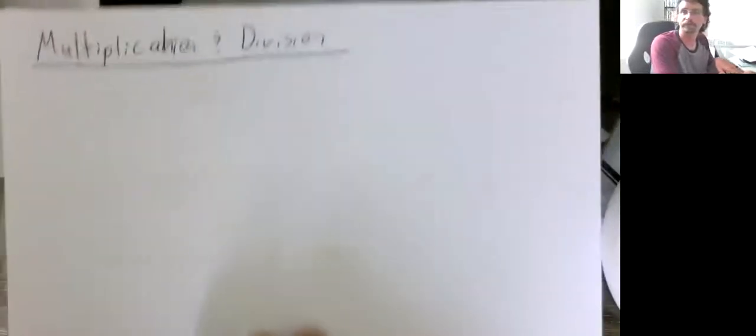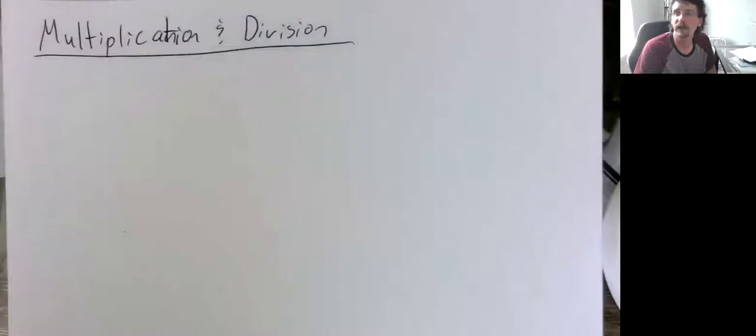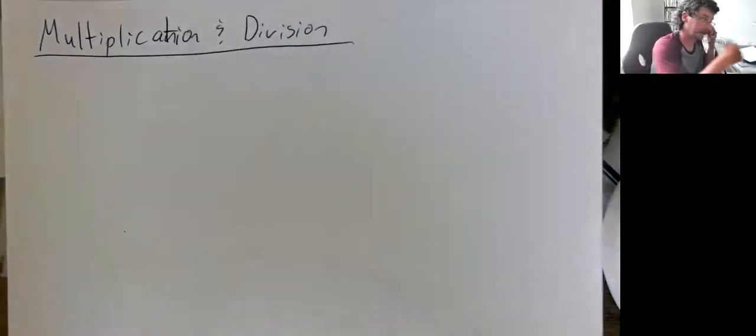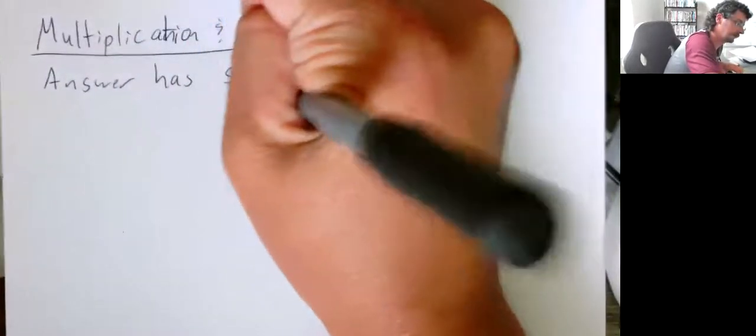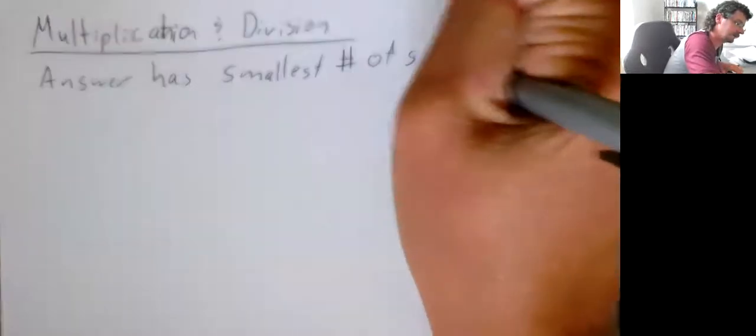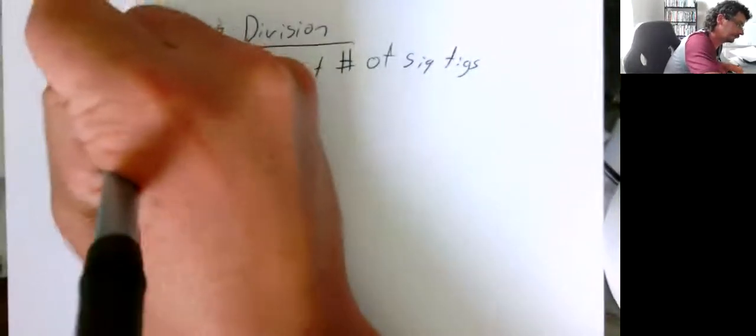In this one, our answer is going to have the smallest number of significant figures of the 2 original numbers, or of the series of original numbers that we are multiplying together or dividing. Answer has smallest number of sig figs of the original numbers.